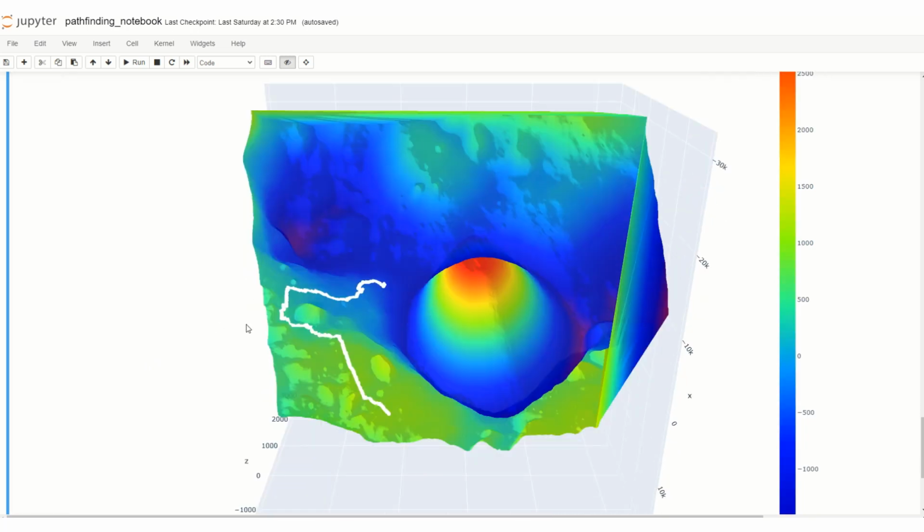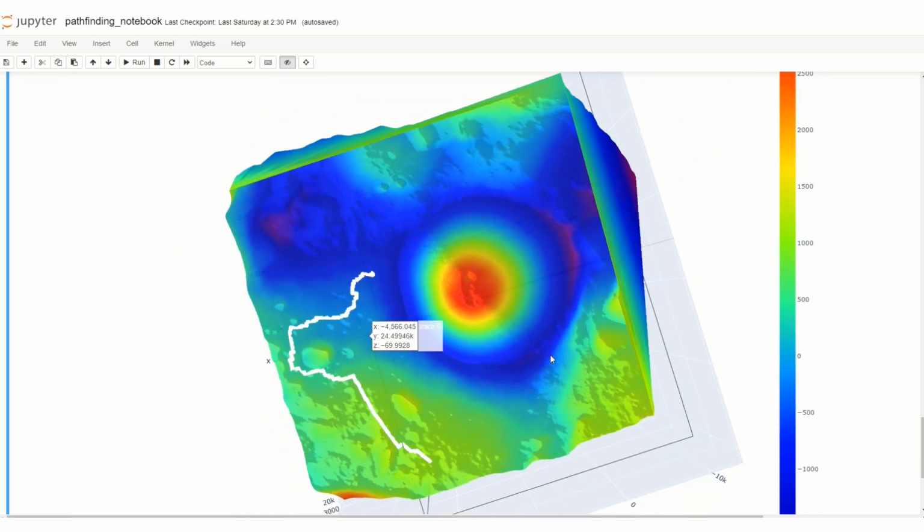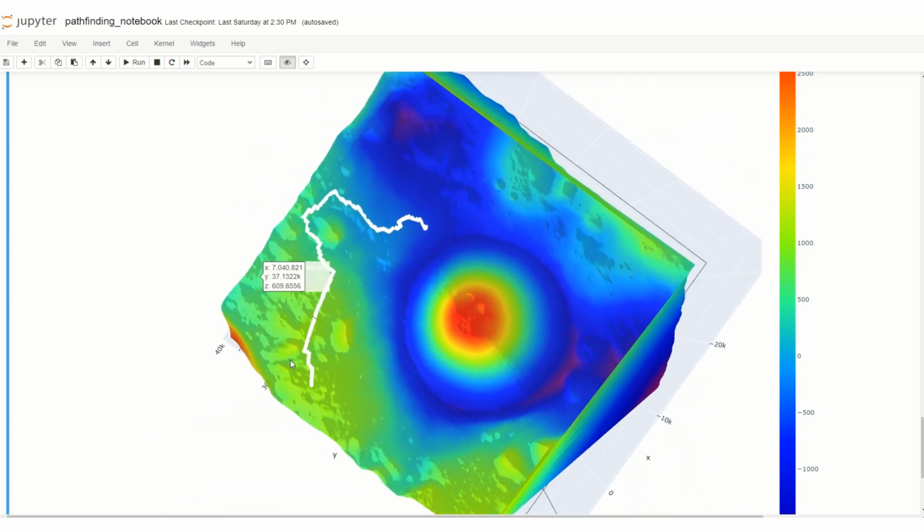Over here is the Shackleton crater, right here. And over here is the landing site, and it goes all the way to the destination site, which is right by the Shackleton crater.